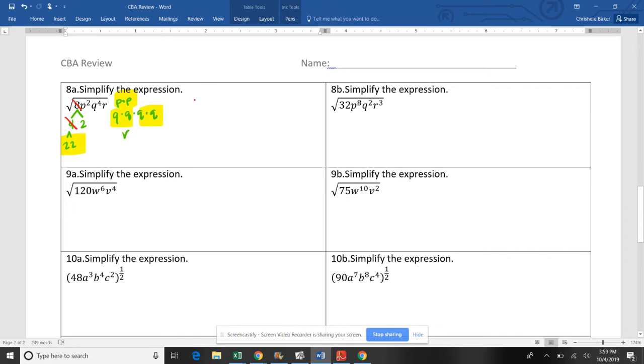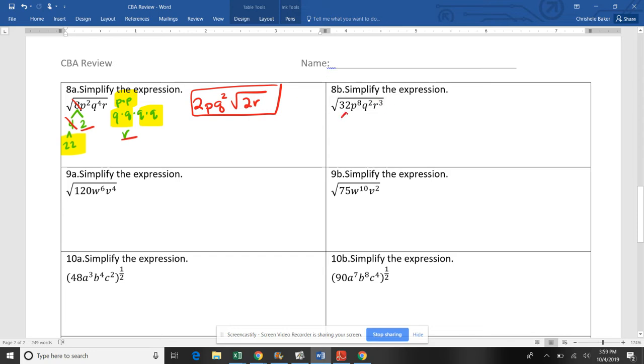So I have a group of 2s. I have a group of p's. I have 2 groups of q. I have a leftover 2 and a leftover r. Those go on the inside underneath my radical.